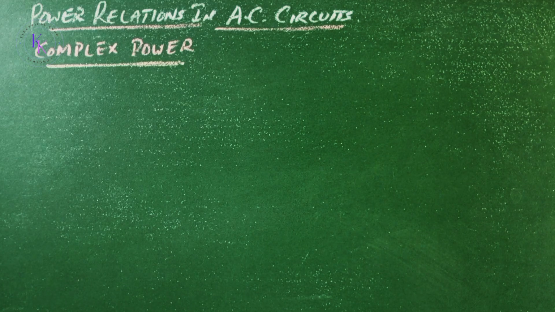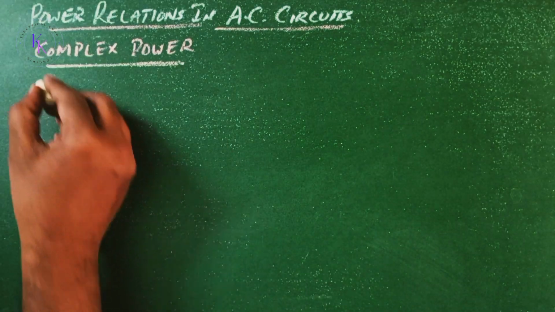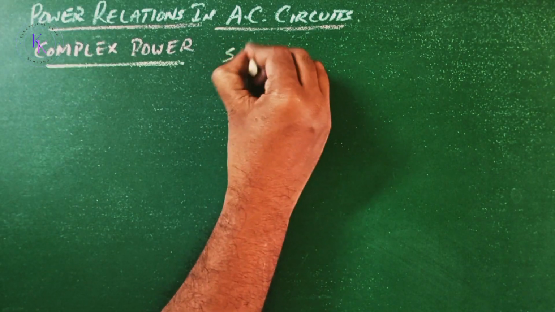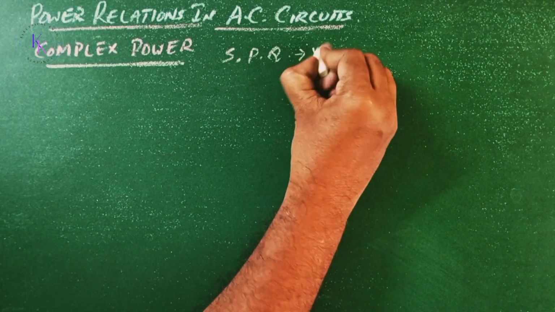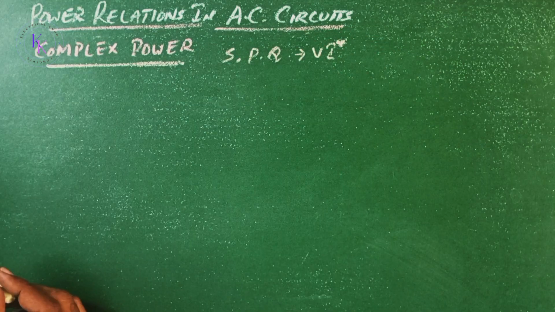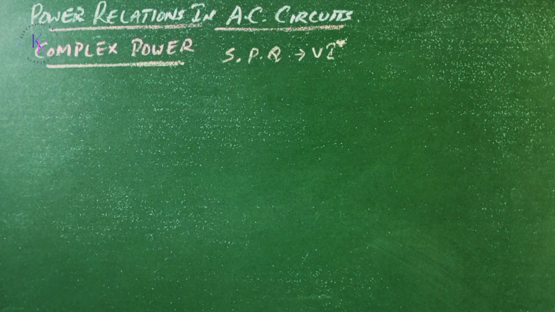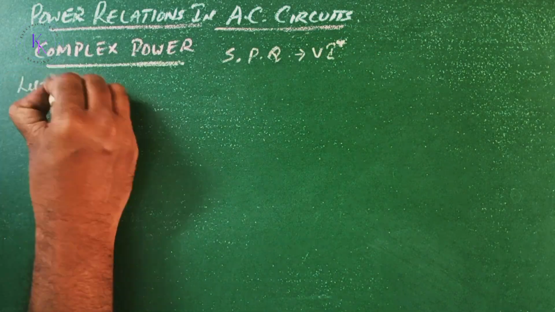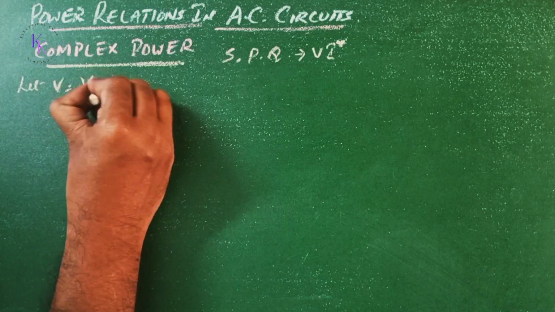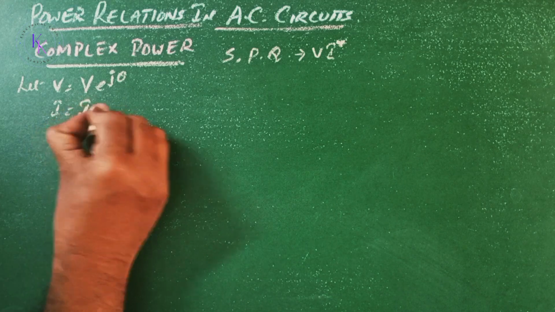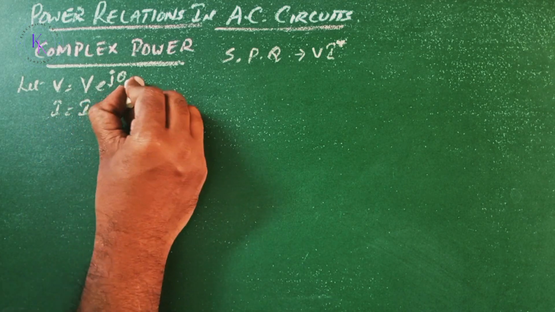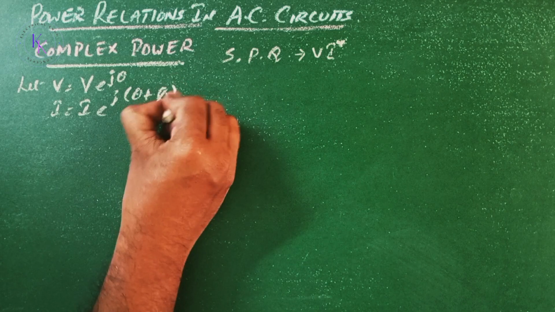Let us see what is complex power. The three sides of the power triangle, as we already saw, S, P and Q, we can obtain from the value of V and I conjugate. The product of V and I conjugate is known as the complex power. Now let V equal V e^(j theta). Then I equals I e^(j(theta plus phi)).